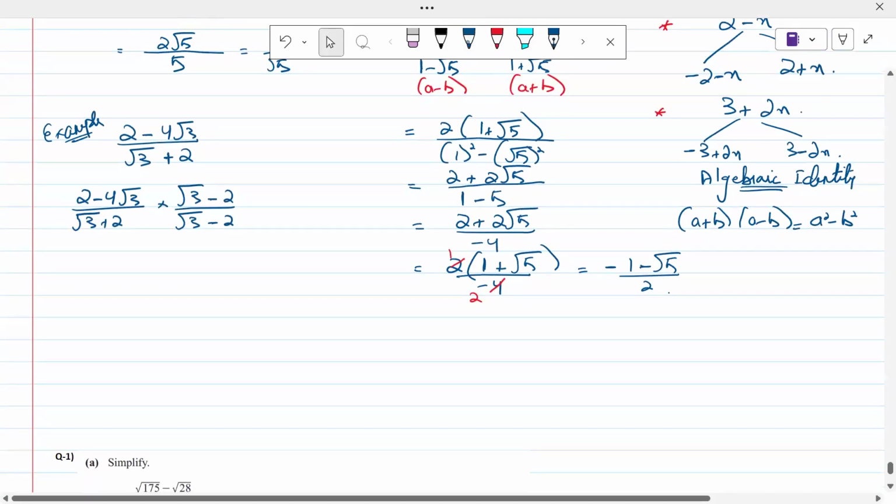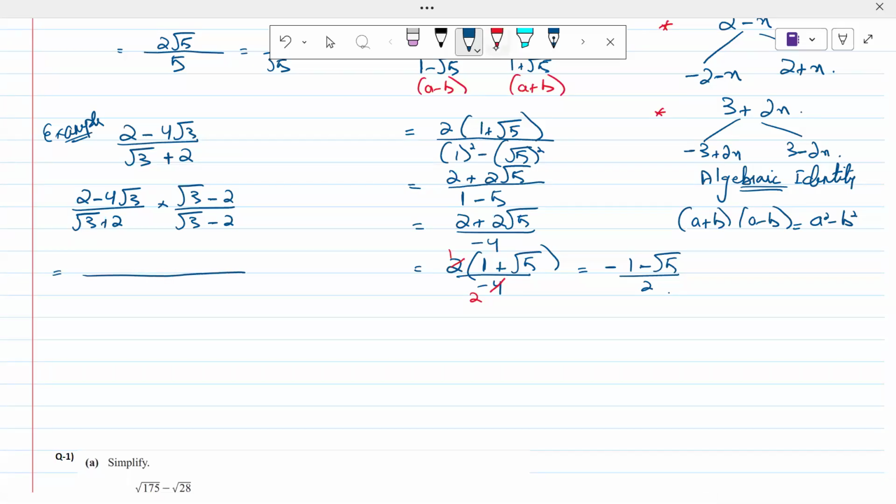Now here, the denominator will always be a plus b, a minus b. Here you can see this is a plus b, this is a minus b, which is equal to a square minus b square. So root 3 whole square minus 2 whole square. And the numerator would be multiplied, which is 2 minus 4 root 3 into root 3 minus 2.